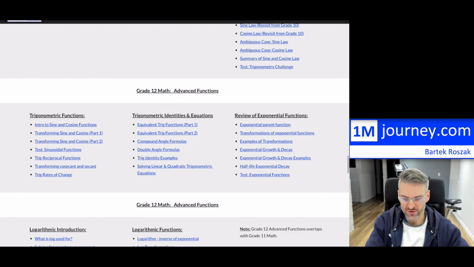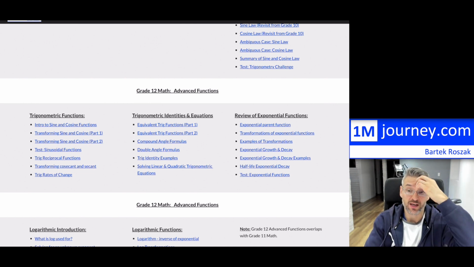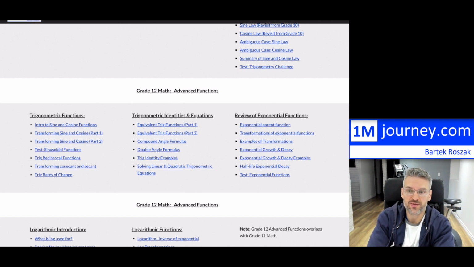And then it gets into trigonometry. Okay, so trigonometric functions. A lot more on transforming there, in particular for cosecant and secant. You probably won't have to go that deep before calculus, but the sines and cosines are worth going over. And then you have your trig identities. There's a whole unit that I put together: the double angle, the compound angle formulas, and then various equivalent trig functions that you can think about.